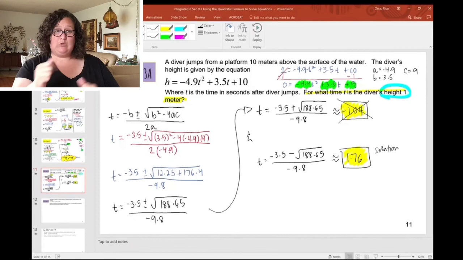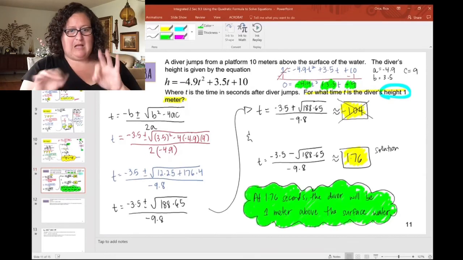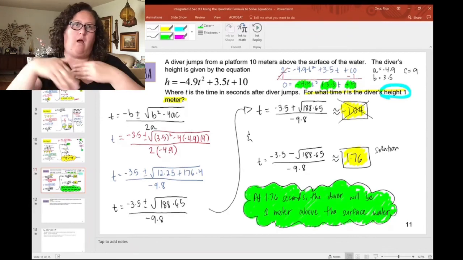the solution is 1.76. Now remember, for any word problem, you have to write your answer in a sentence. At 1.76 seconds, the diver will be 1 meter above the surface of the water.